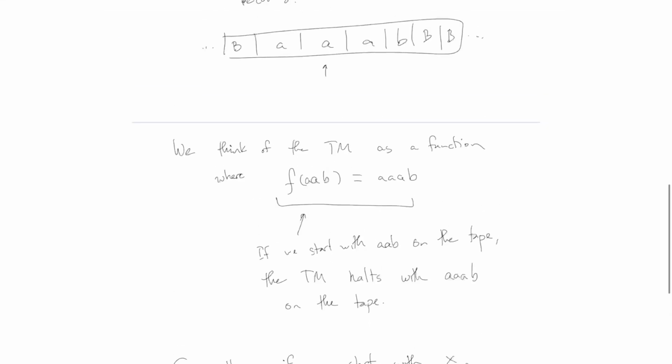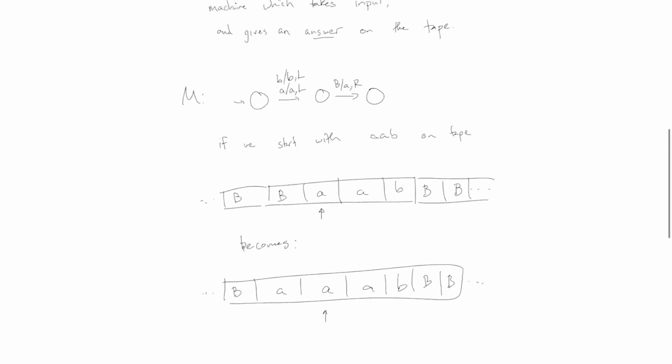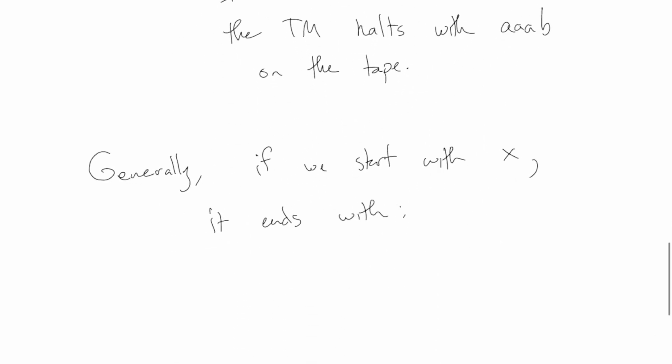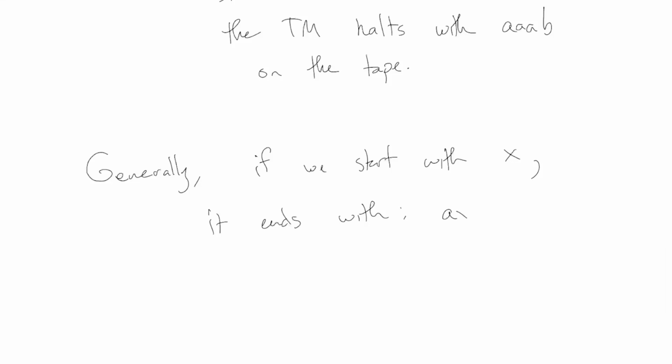In this example, I think no matter what we start with, what the machine says is just go left once and then write A. I think that means if we start with the string x, it ends with the string AX, right? No matter what we start with on the tape, the head will move one position to the left and then write an A in what used to be a blank, all right? So if we start with x, it ends with AX.